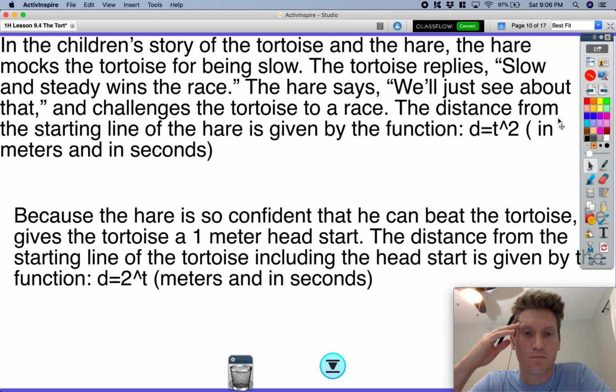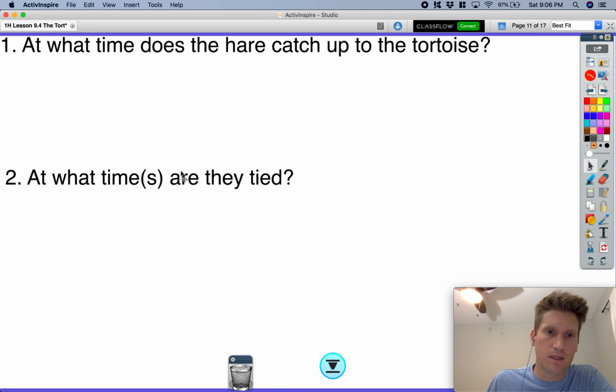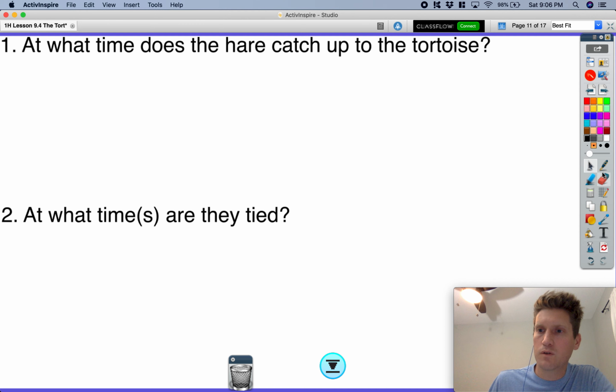So at what time does the hare catch up to the tortoise? So let's check this out. We're going to make a little table. As a quick reminder, we got the hare.